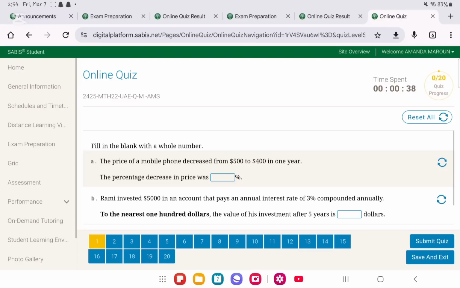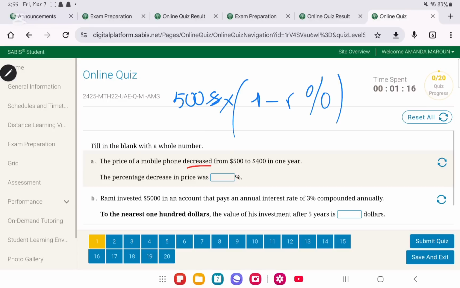To find the percentage decrease in price, first of all, we have to make the equation that relates $500 to $400. So you know that $500 is the original price, okay? We multiplied it by what? By 1 minus the percentage R. Why did we do minus? We did minus because it decreased.